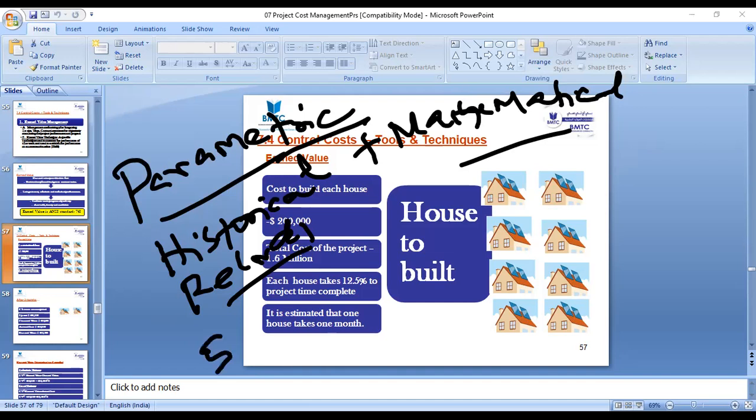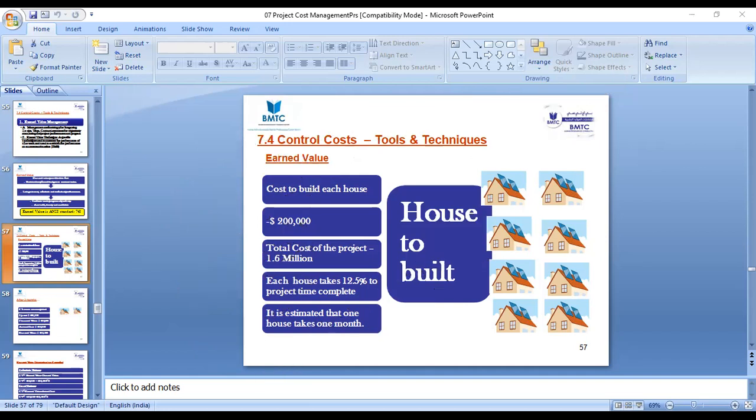2500. It took 5 hours. 5 into 500 is what? 2,500 man hours. So 2,500 man hours is needed for you to complete this project, right? So parametric is done. And if you want to still increase your estimation accuracy, you go with something called 3-point.